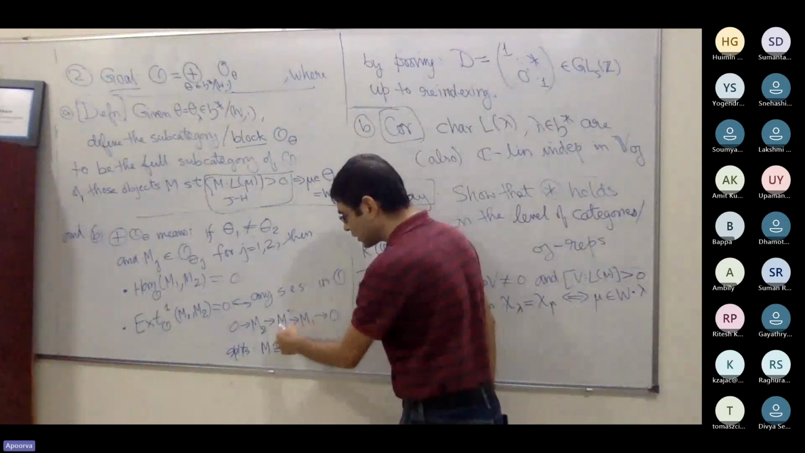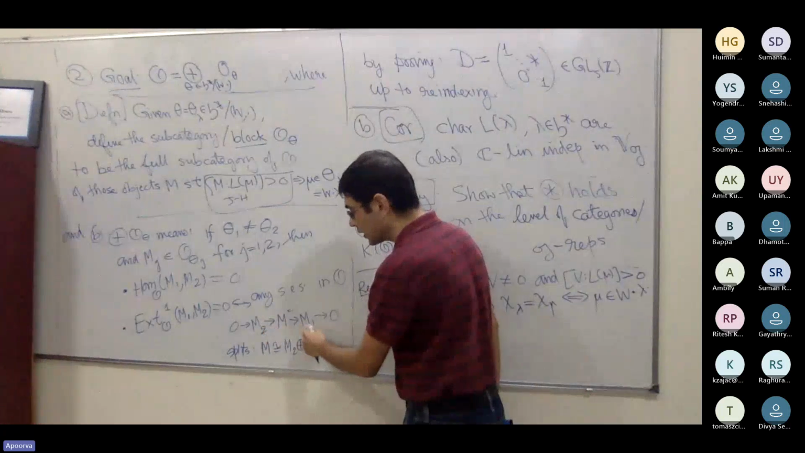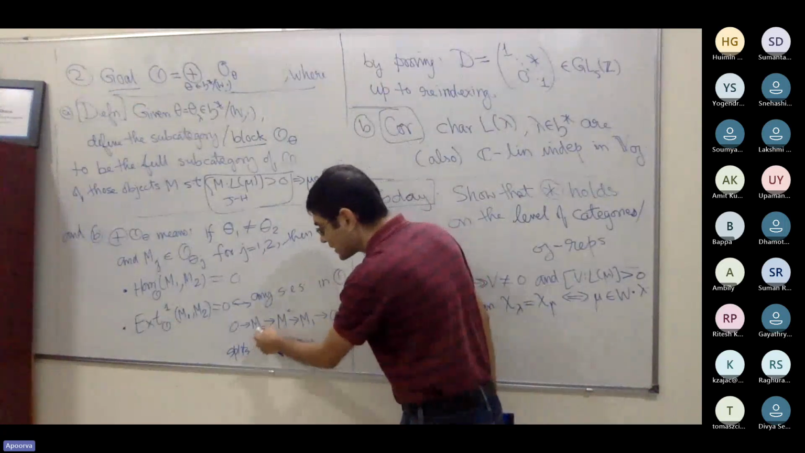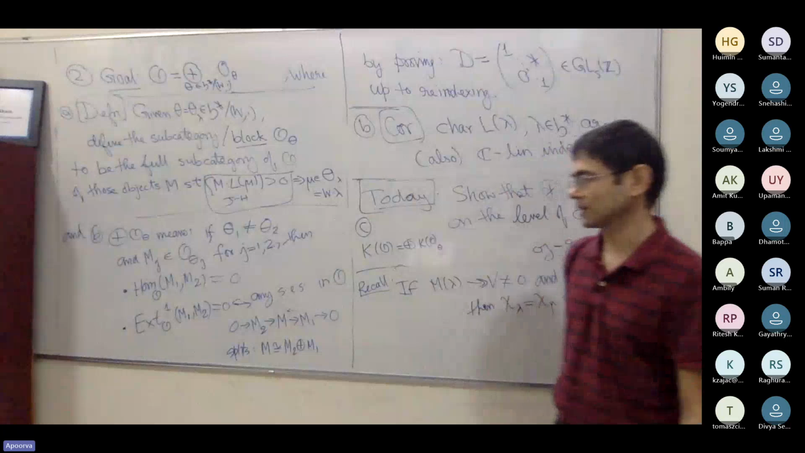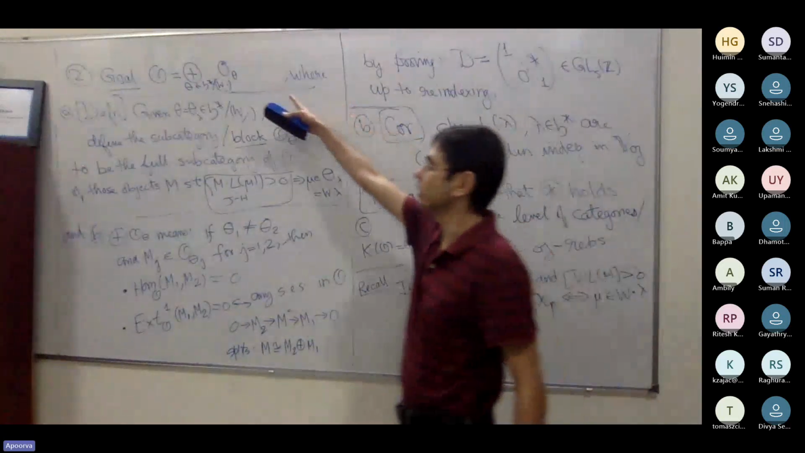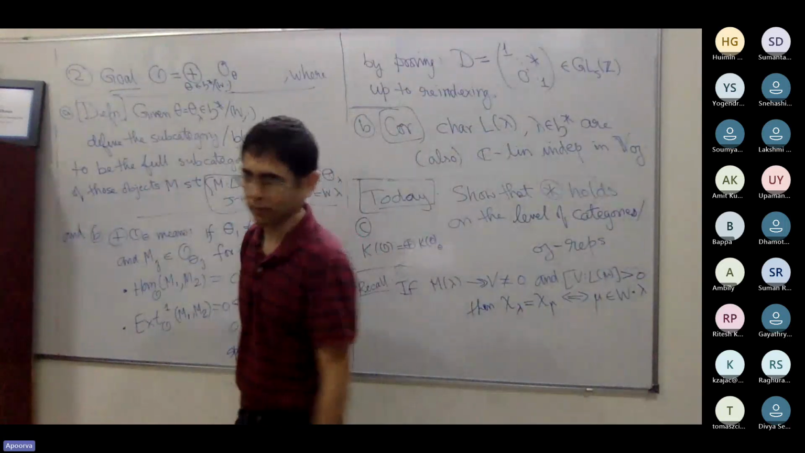It's not just an extension, this is not just a quotient, it is also a submodule which is disjoint from M2. So therefore M is a direct sum. So this is what we mean by this block decomposition, and that is the goal.